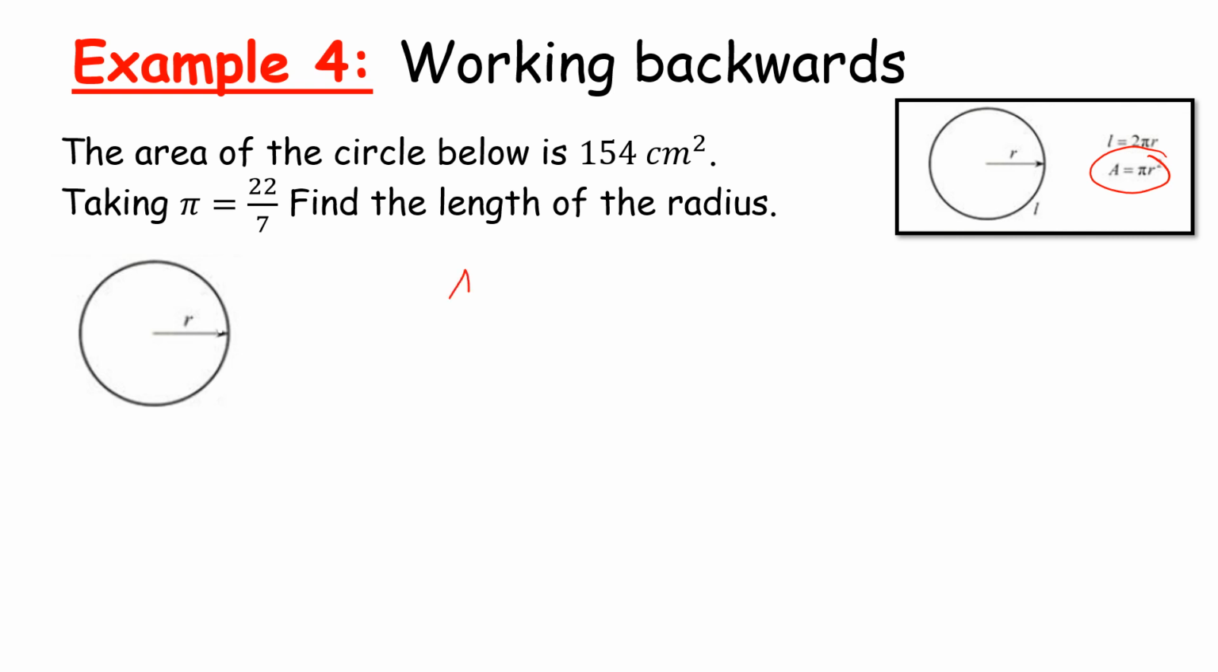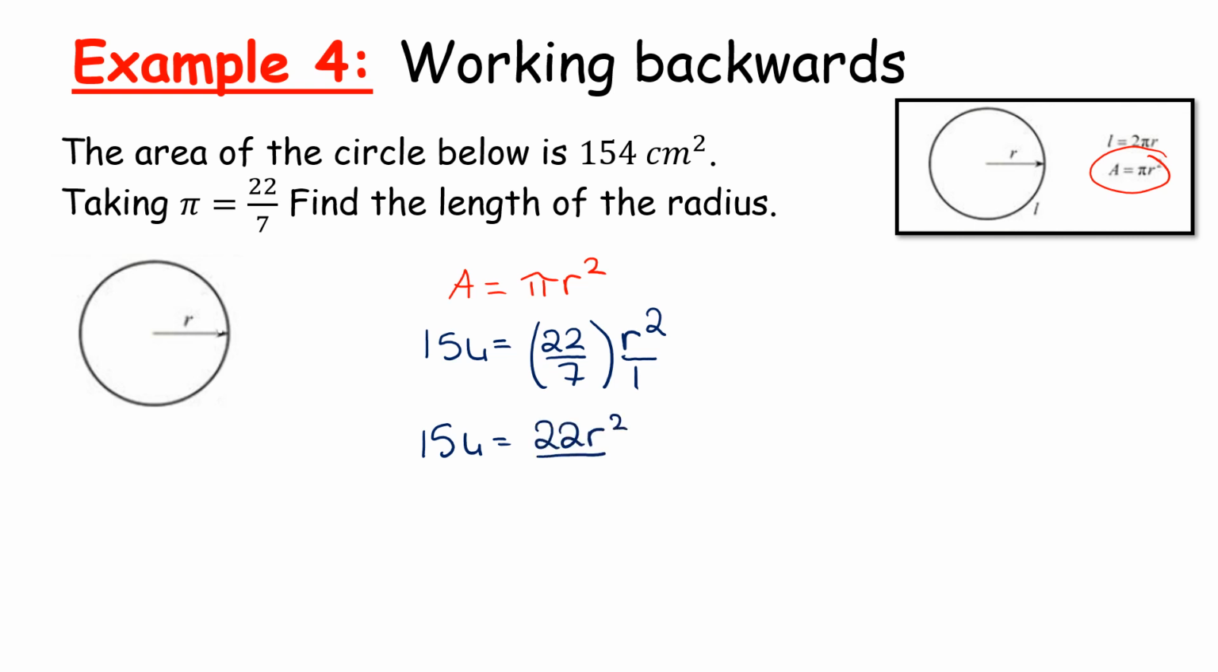Again, we start with our area. We have area is equal to pi r squared. We fill in what we know. Our area is 154, pi is 22/7, and then we have r squared. So this is a bit trickier because it has a fraction. So the first thing I'm going to do is multiply over on this side. I'm going to put r squared over 1. To multiply, I'm going to multiply across the top, so 22r squared all over 7.